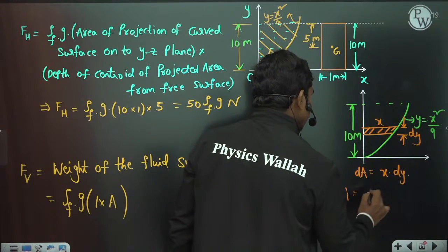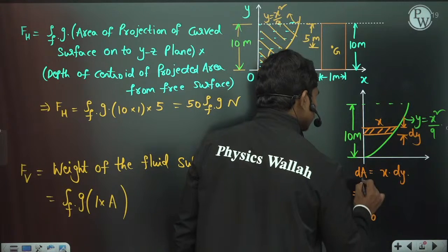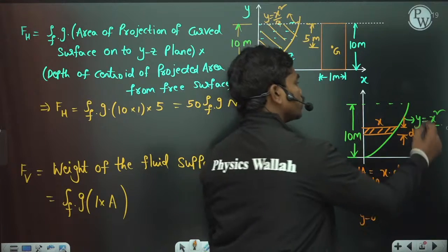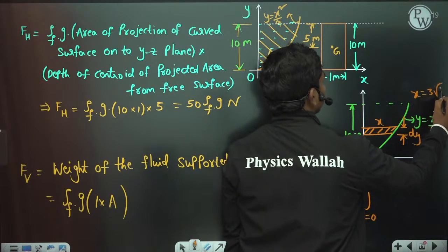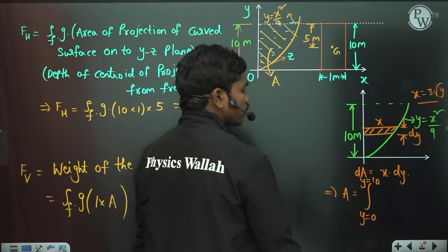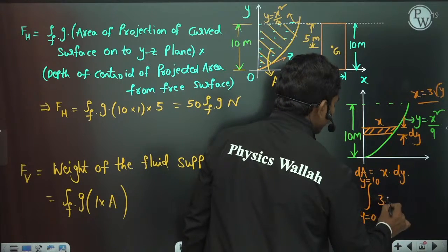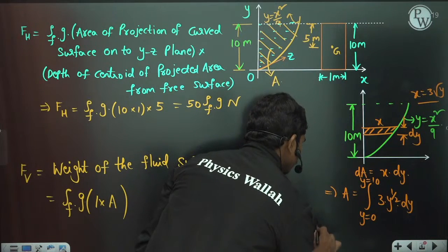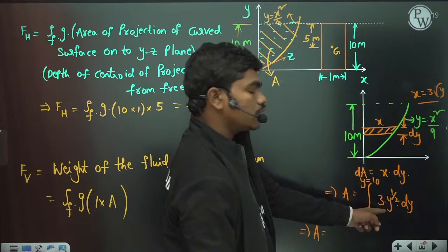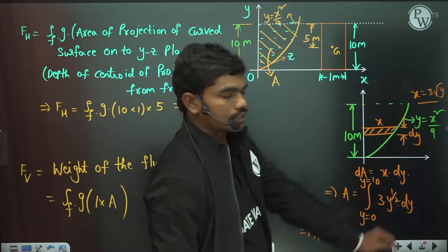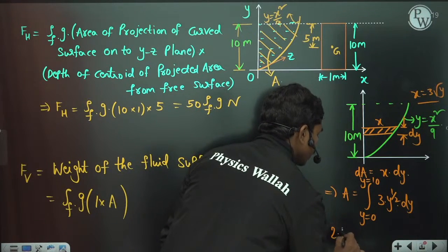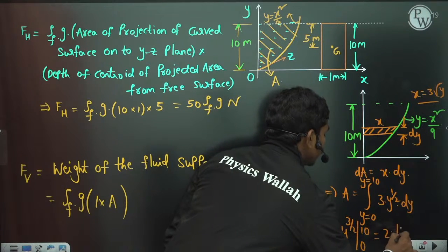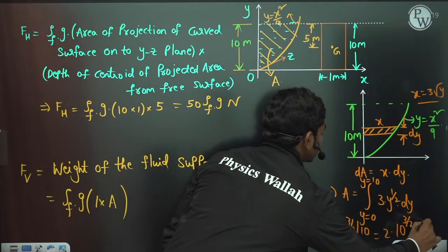What is the total area? A is equal to the integral from y equals 0 to y equals 10. What is x basically? The x value at any location is given by this function, so x is equal to 3 times the square root of y. Replacing here, 3 times y power 1 by 2 dy. Simplifying, A is the integration of y power 1 by 2, which is 2 by 3 times y power 3 by 2. So this is in total 2 times y to the power 3 by 2 from limits 0 to 10, which is 2 times 10 to the power 3 by 2 meter square. This is the area.